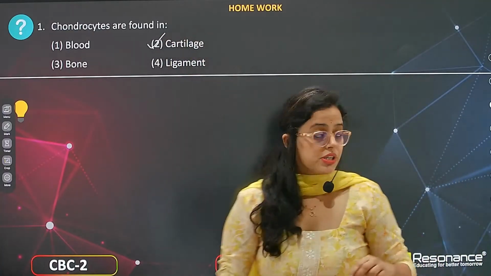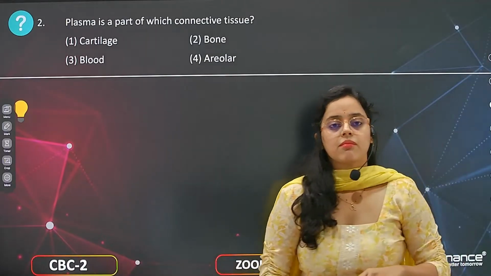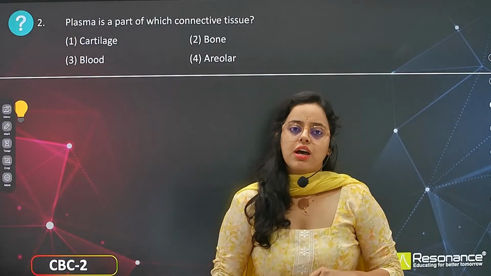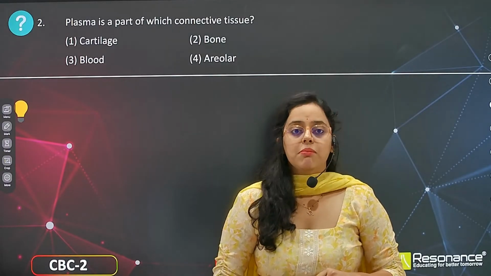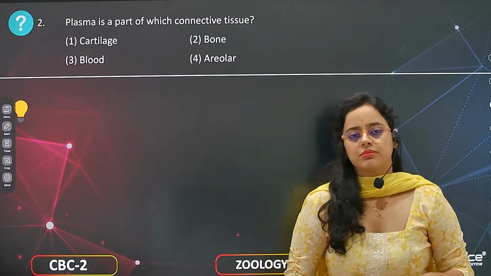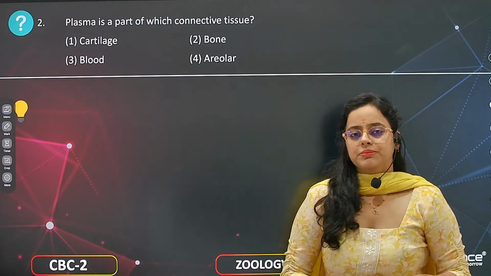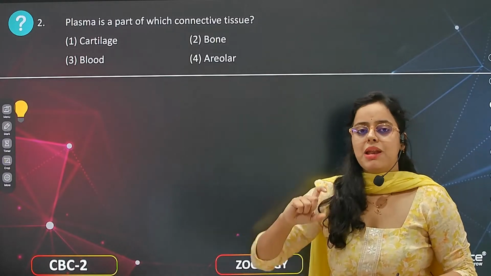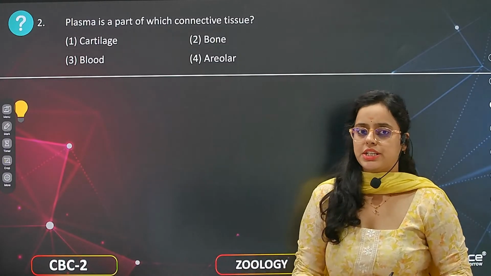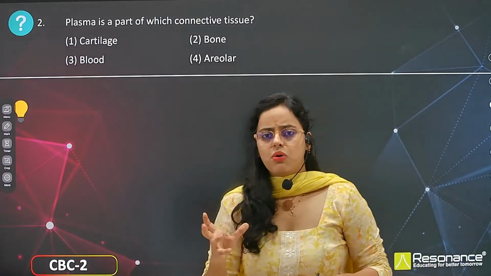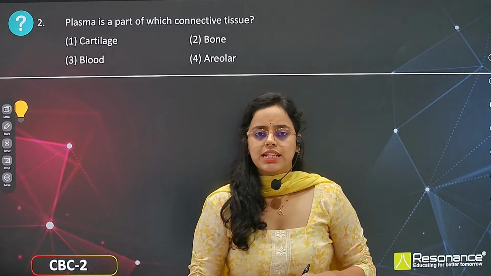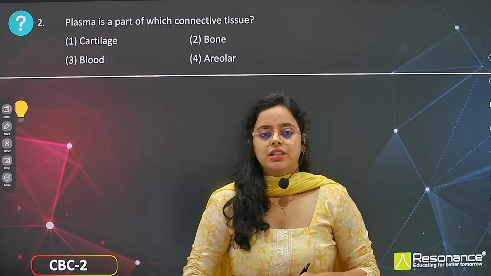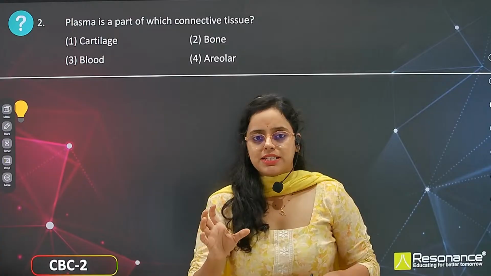Now next question of the homework. Plasma is part of which connective tissue? Option 1, cartilage, bone, blood and areolar. Again I am repeating the question. The plasma is present in which type of connective tissue? It is present in blood or bone, areolar connective tissue or cartilage. Plasma is fluid part. This is the hint for you. That fluid part is present in blood.